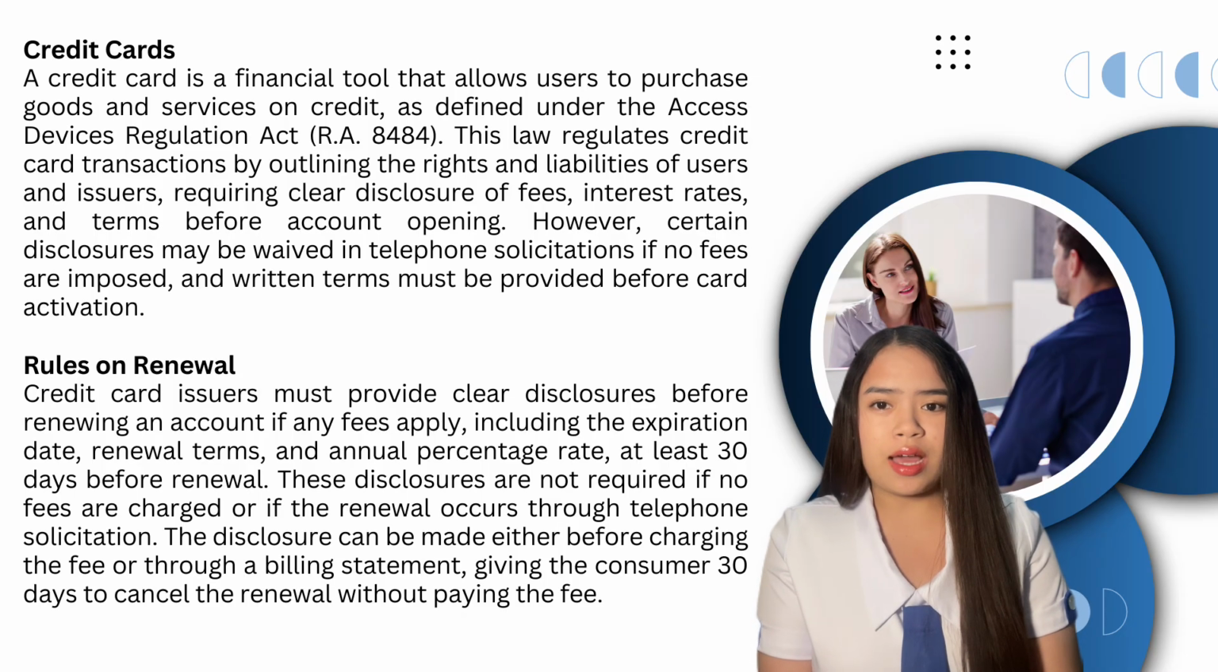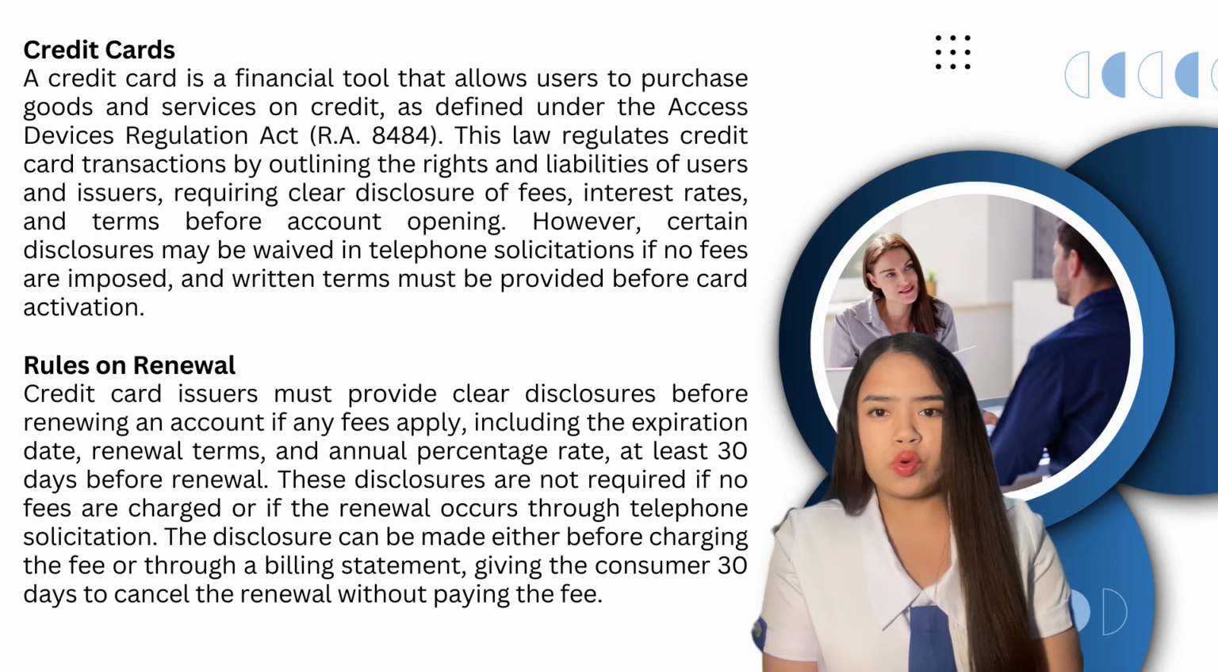before card activation. So in rules on renewal, credit card issuers must provide clear disclosures before renewing an account if any fees apply, including the expiration date, renewal terms, and annual percentage rate at least 30 days before the renewal. So these disclosures are not required if no fees are charged or if the renewal occurs through telephone solicitation. So the disclosure can be made either before charging the fee or through a billing statement, giving the consumer 30 days to cancel the renewal without paying the fee.